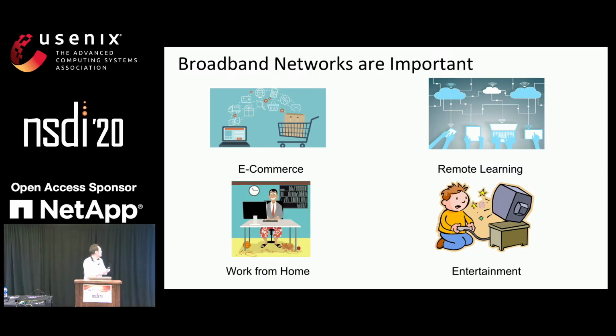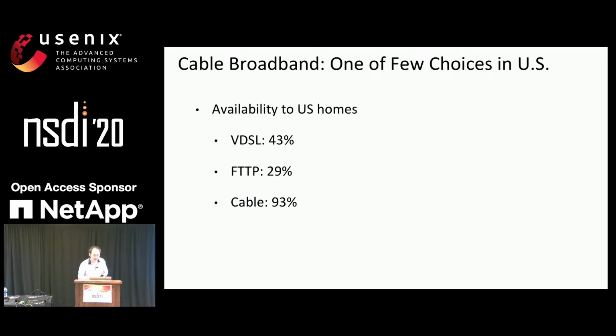Firstly, cable broadband networks play an important role in modern life. They enable e-commerce, and they also offer the opportunity for remote study, work, and entertainment. Cable networks are one of the few choices in the US. A recent study shows that around 93% of US homes have availability to cable networks, which is much higher than the other two alternatives.